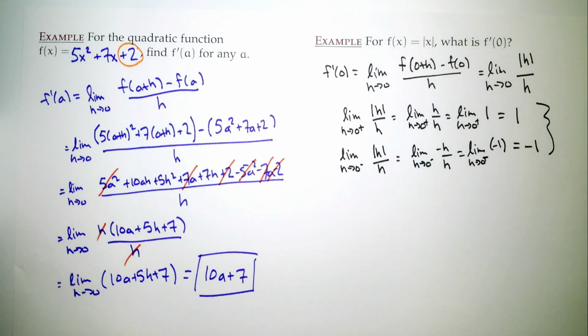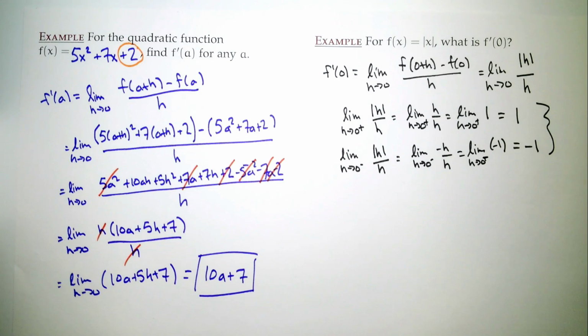Now, we seem to have a challenge here. From the right, it looks like our answer should be positive 1. From the left, our answer looks like it should be negative 1. So what should we do? Should we split the difference and say life is good? No, we don't do that. What do we do?